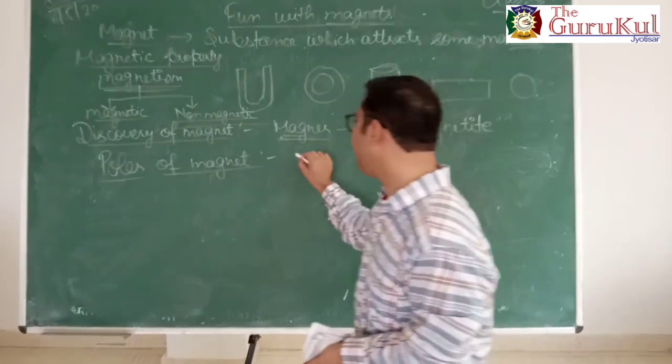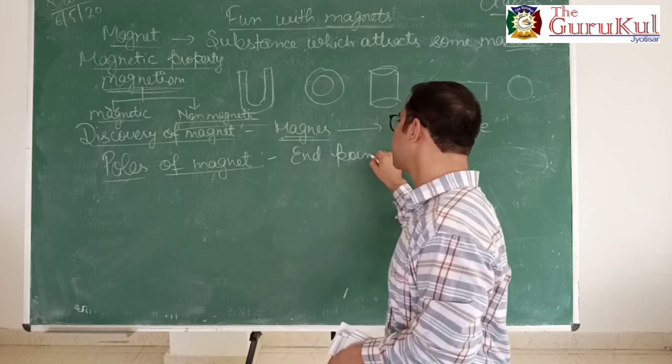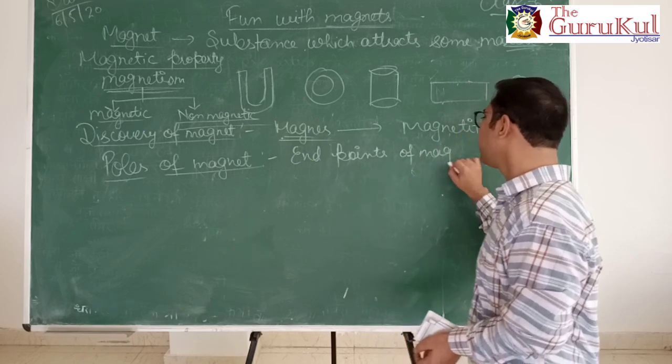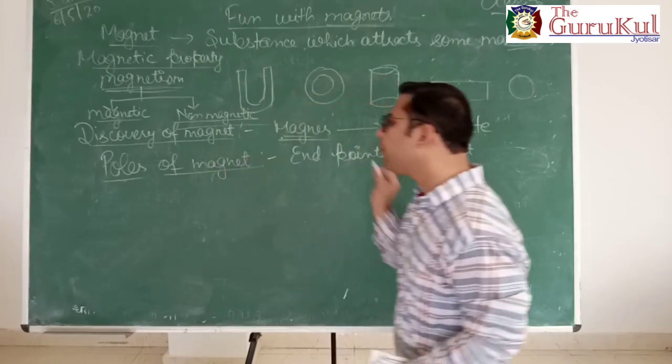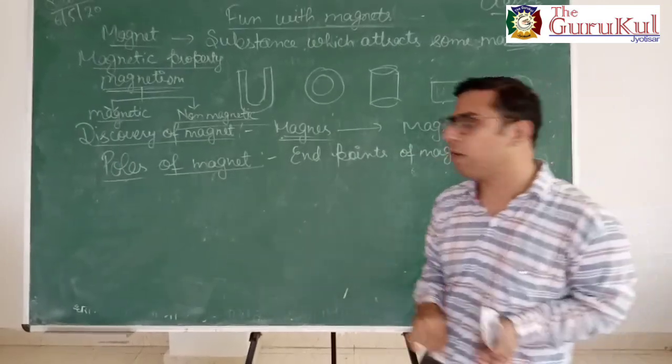Okay, so poles of a magnet are, let's try to understand, endpoints of a magnet are called poles. So what are poles of a magnet? The endpoints of the magnet are referred to as poles of the magnet.